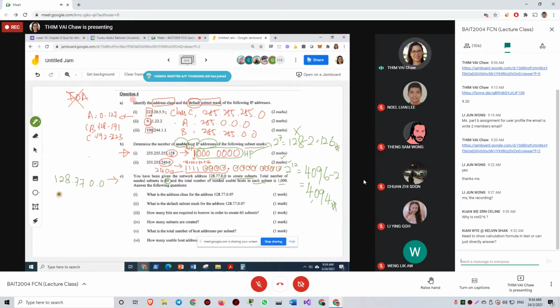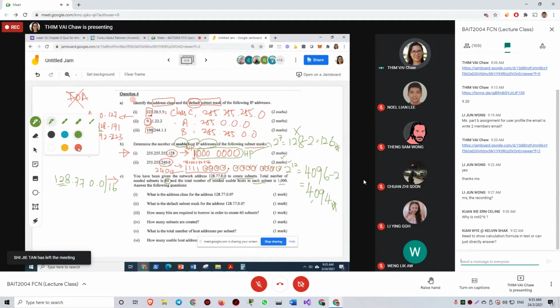So in this case, 128.77.0.0 belongs to Class B. Class B 128, so the original is /16. This means the front part already belongs to the network portion, and only the last 2 bytes belong to the host portion. They already told you that he needs 60 subnets, so I expand my bit pattern.